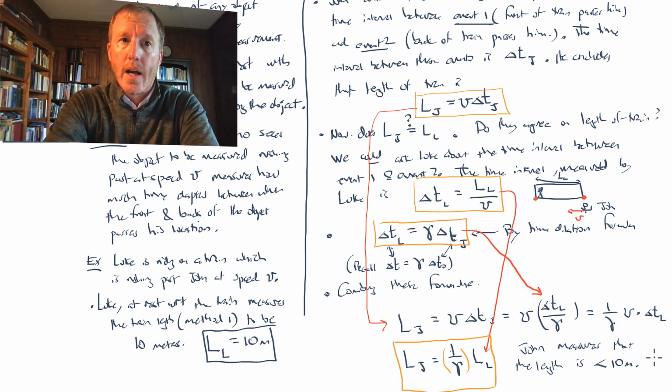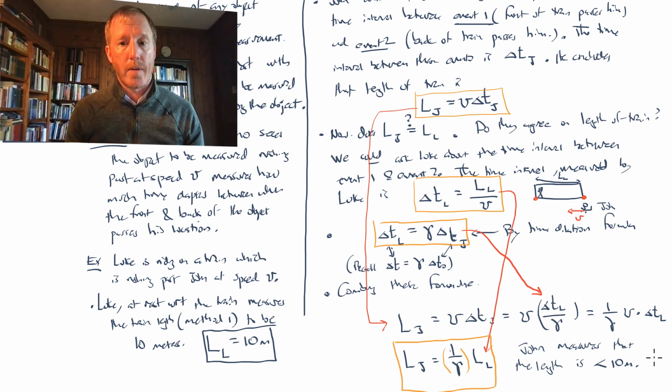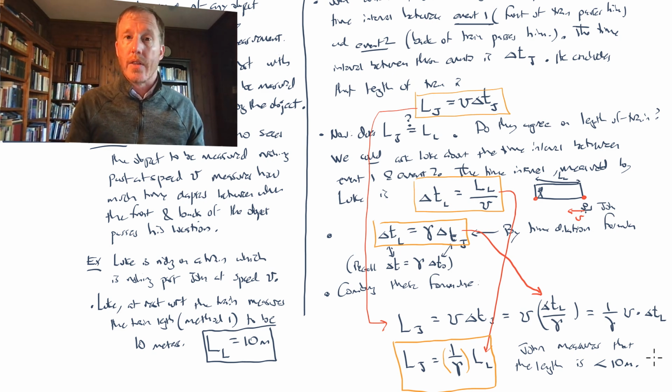In other words, and this is what we call relativistic length contraction, a moving object is shorter than a stationary object. Both observers are measuring the length of the train. They both have valid measurements of the train, and Luke, who's riding on the train, who sees it at rest, measures 10 meters, and John, who sees it rushing past, measures less than 10 meters. We could figure out how much less if we knew what the speed of the train was. And so we'll talk a little bit more about that in the next lecture.